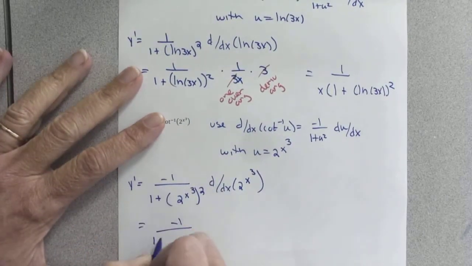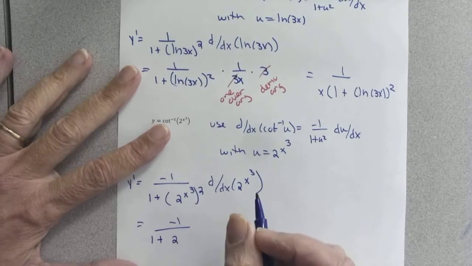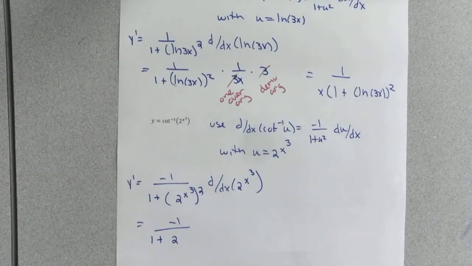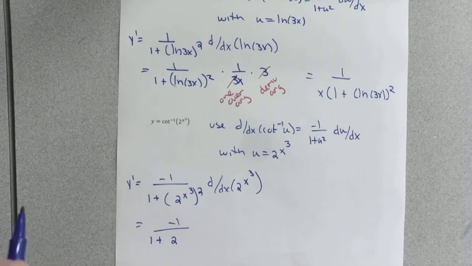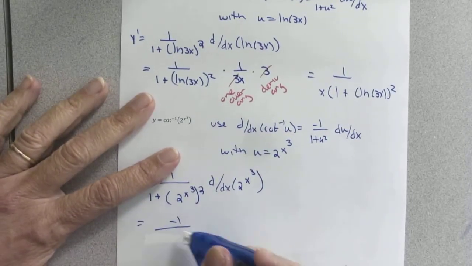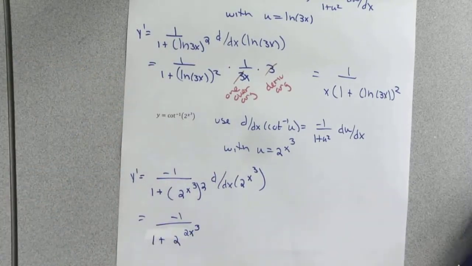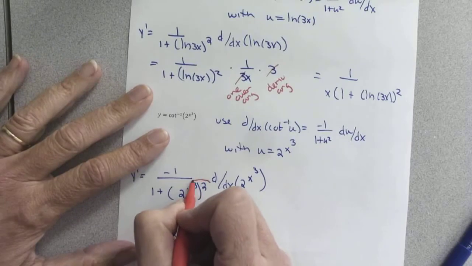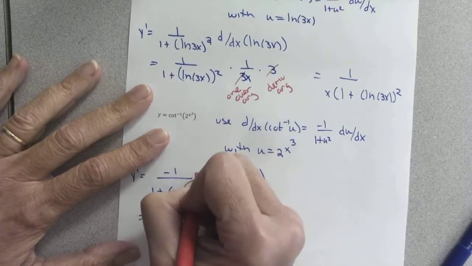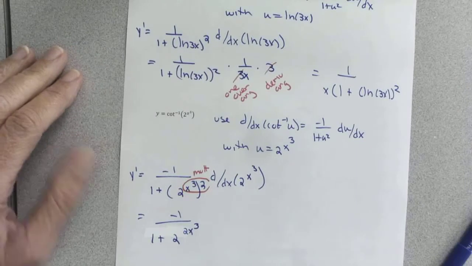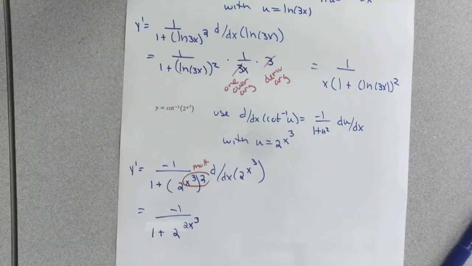So we've got negative 1 over 1 plus, exponents to exponents, you multiply. So 1 plus 2 to the 2x cubed. Exponents to exponents, you multiply. You're multiplying the whole exponents. A lot of people want to say 6, but you're multiplying the exponent x cubed times 2. X cubed times 2 is 2x cubed.